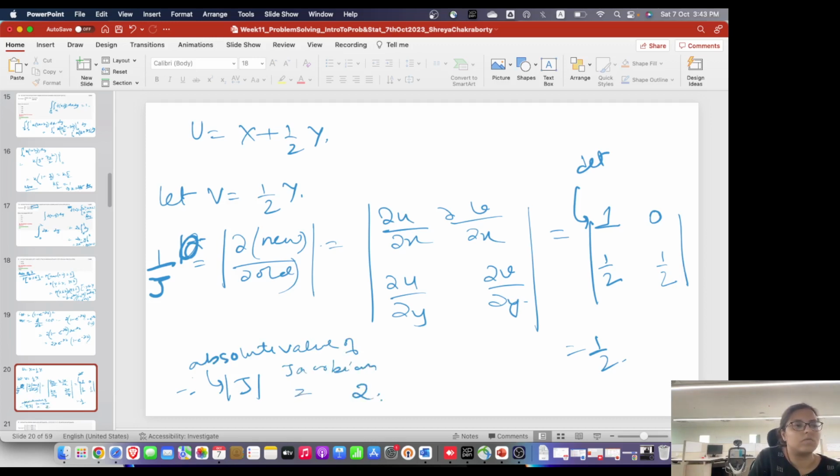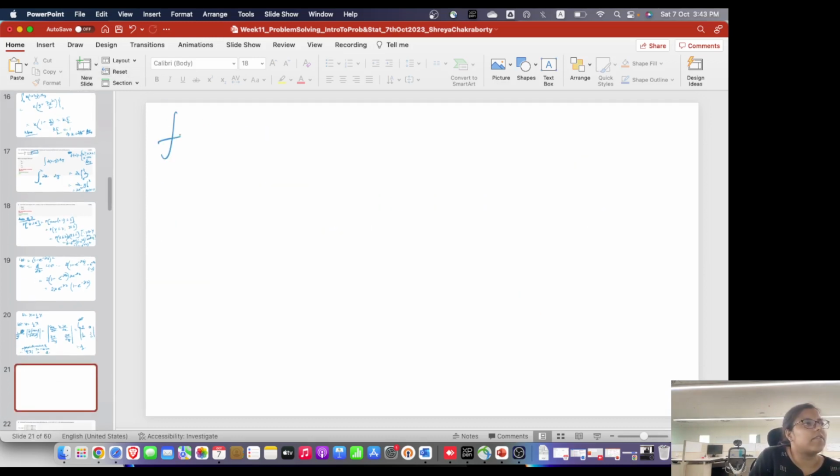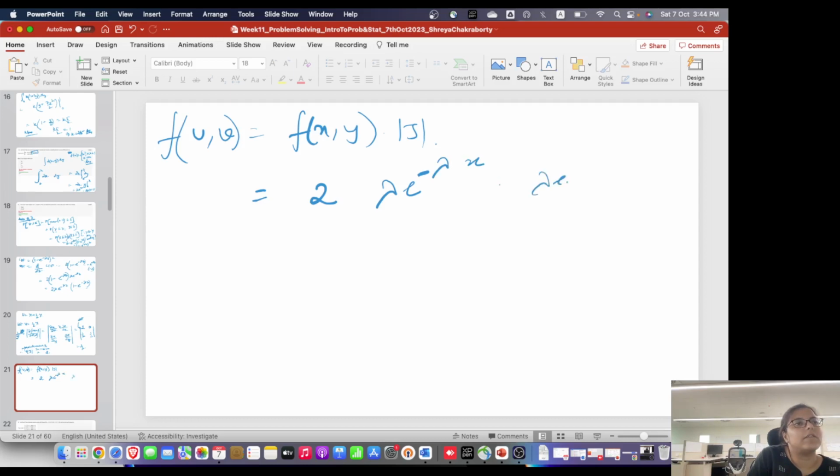This is 2. All right, so once we have worked this out, then f of uv is equal to f of xy into the Jacobian of J. Okay, so then we have this is 2, and fxy was how much? It was lambda e to the power minus lambda x into lambda e to the power minus lambda y. So in place of x and y, we are going to write u and v.